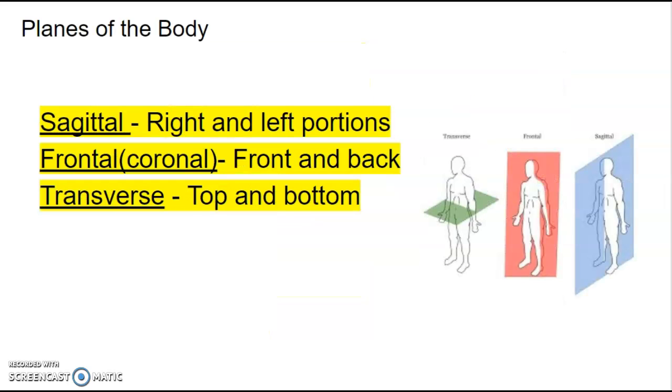Now you also need to be familiar with the planes of your body. If you're looking at a cross-section of an organ or something, you have to be able to say what type of section you're looking at. Sagittal means that it's separated into right and left portions. The frontal or coronal would be separated into front and back sections. And then transverse is where you have top and bottom sections.